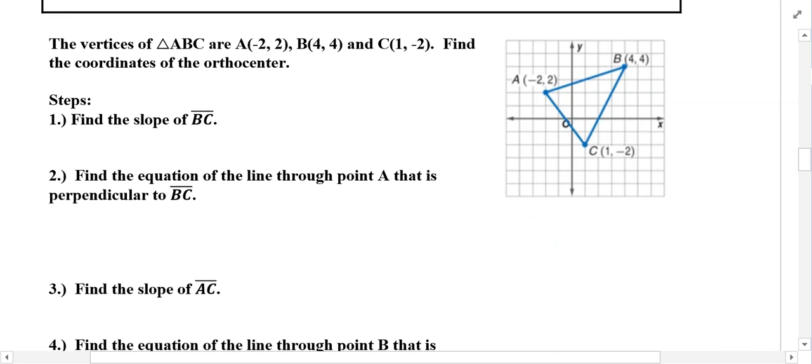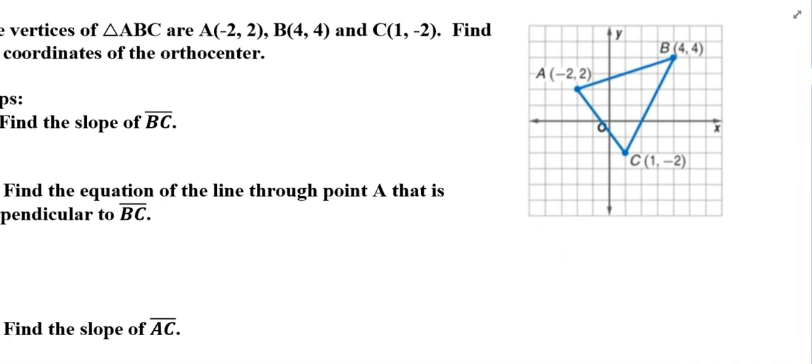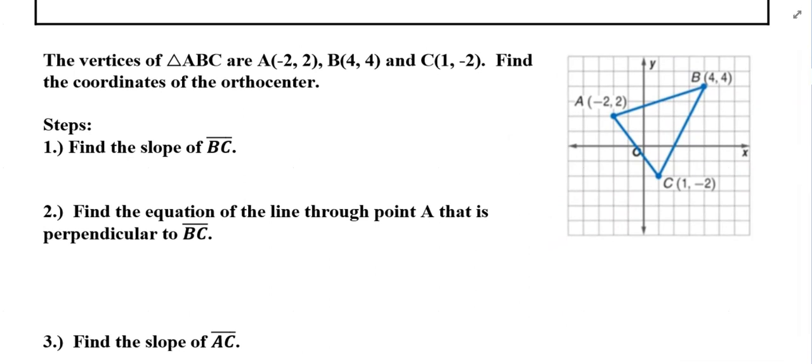So the vertices of ABC are (-2, 2), (4, 4), and (1, -2). And there is a diagram for you right here. We're going to find the coordinates of the orthocenter, and these are the steps that I would like you to take. It helps you review all the algebraic concepts for equations of lines and slope that you will need for next year.